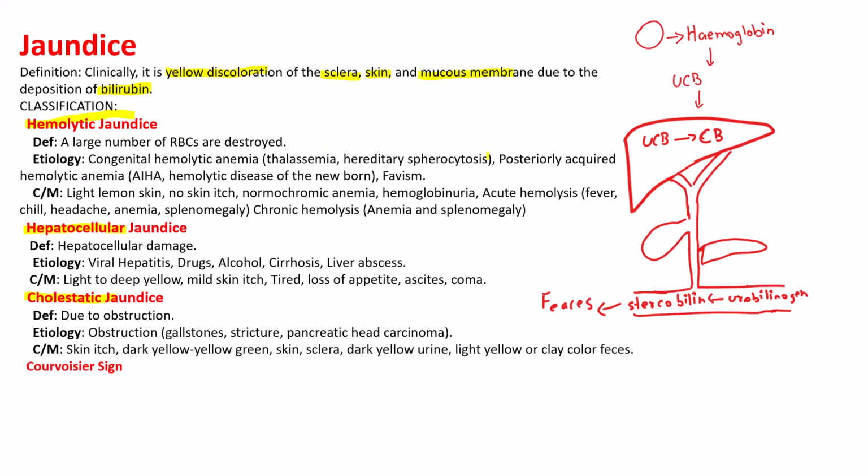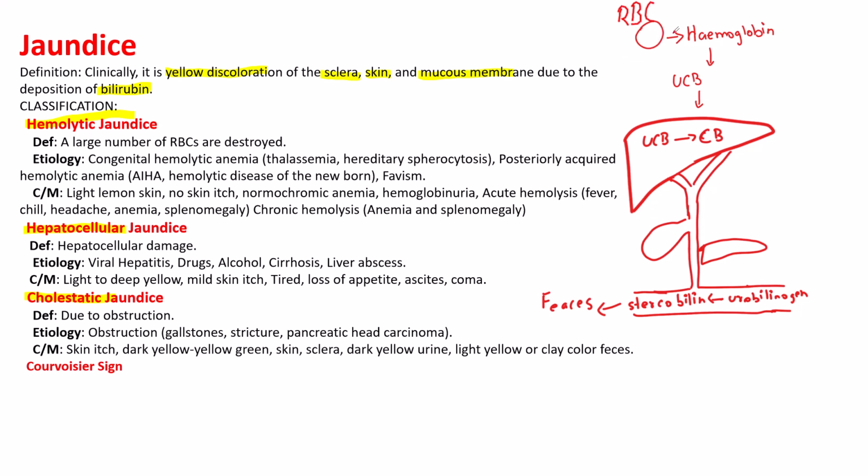Before discussing these types, I would like to discuss this simple diagram. If you understand this diagram, the topic of jaundice is no more a problem for you. So I want you to listen very carefully and understand this mechanism. First of all, our blood has a lot of red blood cells. As we already know, red blood cells contain a lot of hemoglobin.